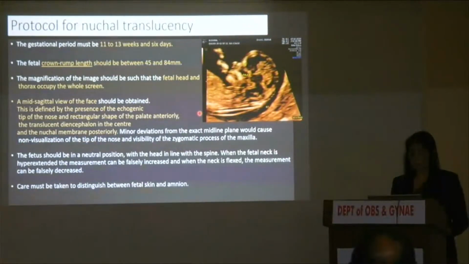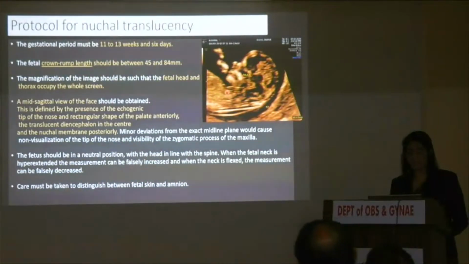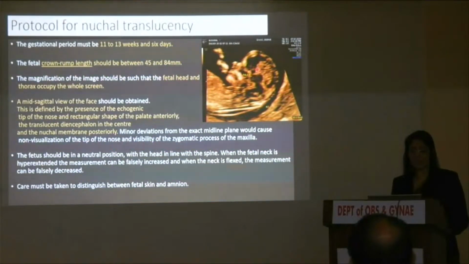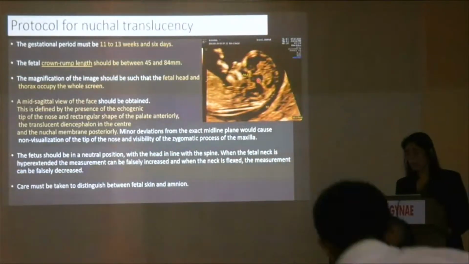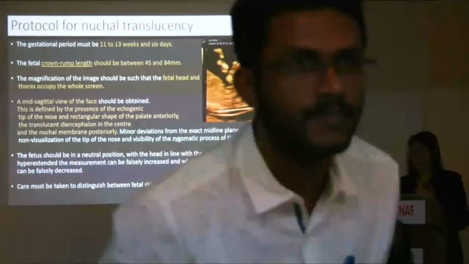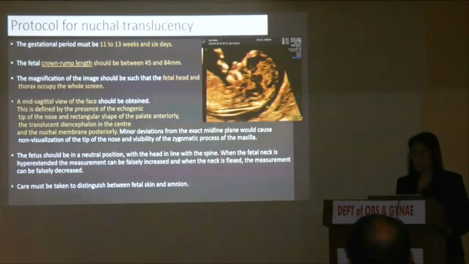The fetal crown rump length should be between 45 and 84 mm. The magnification should be such that only the fetal head and the thorax occupy the entire screen, and the mid-sagittal view of the face should be complete. How do we know that it is true mid-sagittal? That we see the nasal bone and the echogenic tip of the nose, then we see the rectangular echogenic palate, and this is the thalamus and the diencephalon, that is the brain. Even if there are minor deviations, we should not see the zygomatic process of the maxilla. So this is a true mid-sagittal plane, and then we see the NT out here.